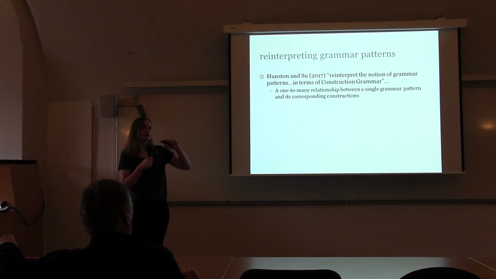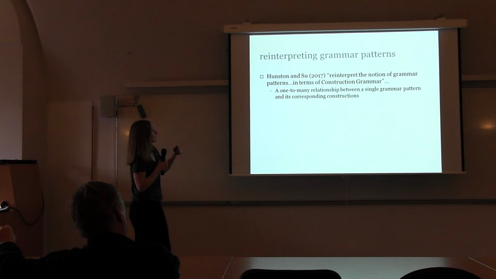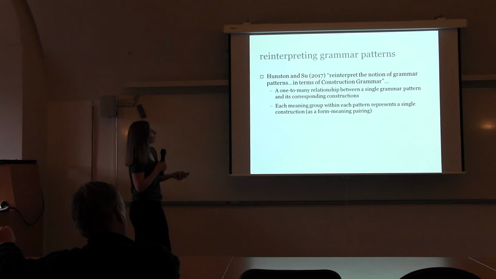What they say is that we've got a one-to-many relationship between what is called a grammar pattern and what is called a construction. There are many constructions to a single grammar pattern. And they say that each meaning group within each pattern is what is represented as a construction, a form-meaning pairing. So they're deriving constructions from the grammar patterns resource.